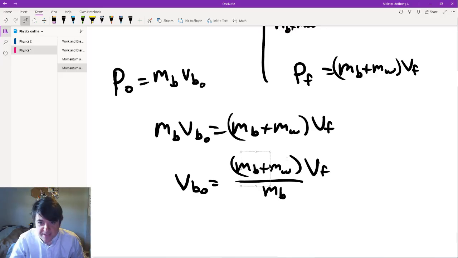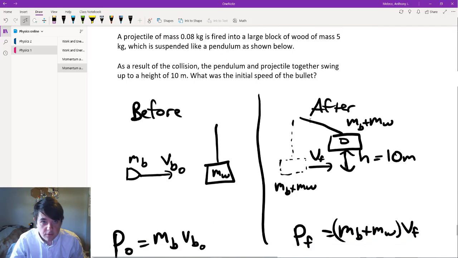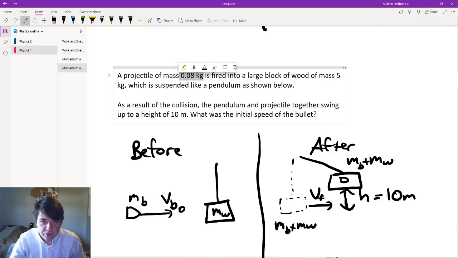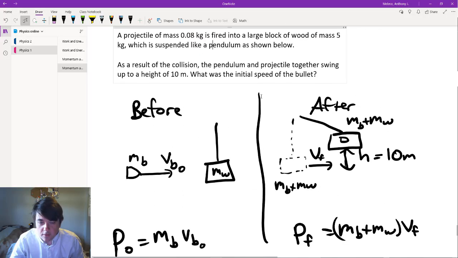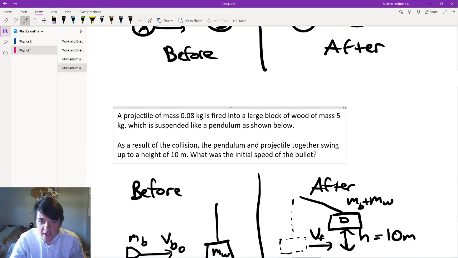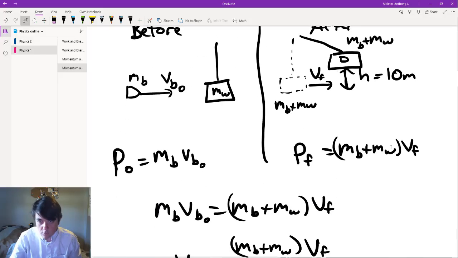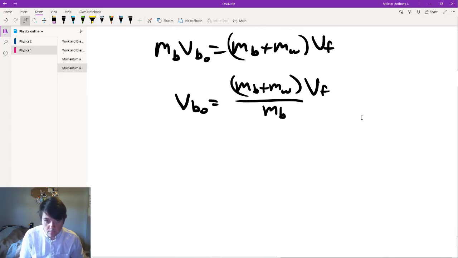Okay, so mass of the bullet. Do we have that? Yes, right there, the projectile. And we have the mass of the wood, 5 kilograms. So we've got that. So that covers these guys. But do we have V final? No. We still need it.